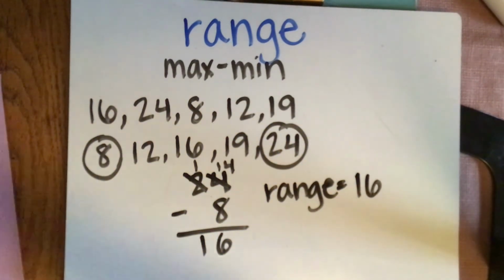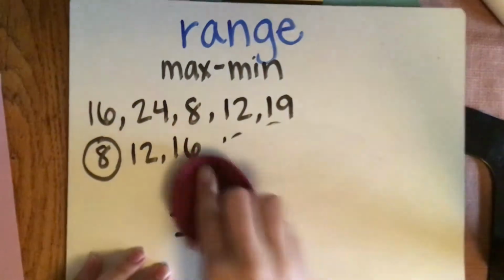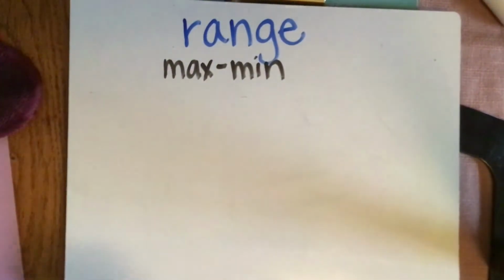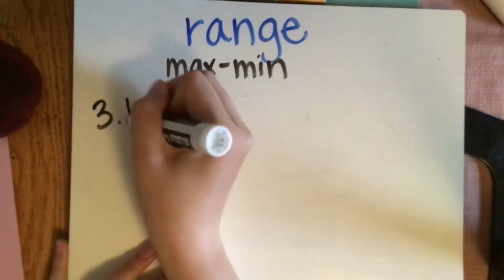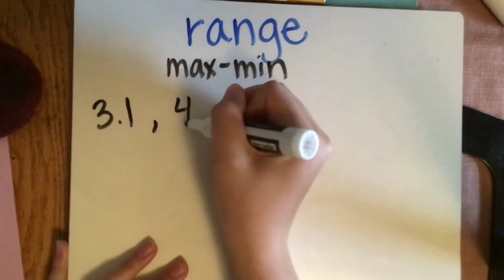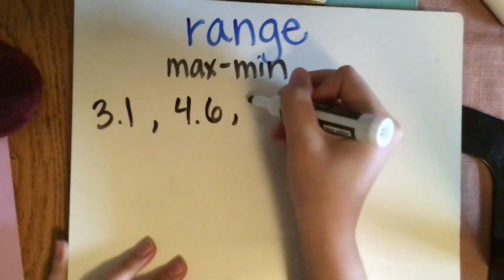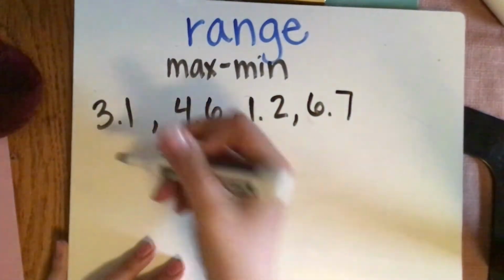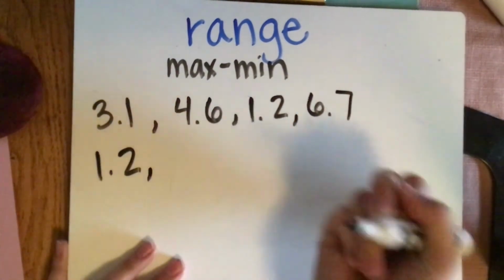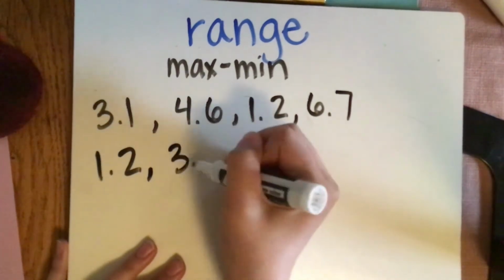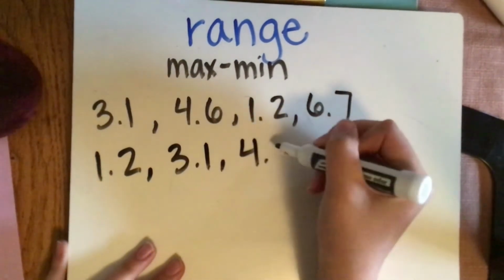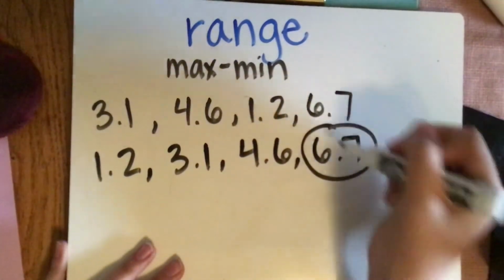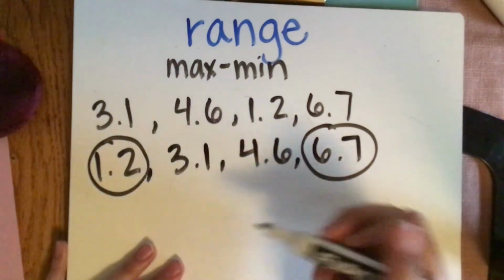Let's try another one with some decimals. Let's say I give you 3 1/10, 4 6/10, 1 2/10, and 6 7/10. If we write it out from least to greatest, from our minimum to our maximum, this would be our order. So my maximum is 6 7/10 and my minimum is 1 2/10.